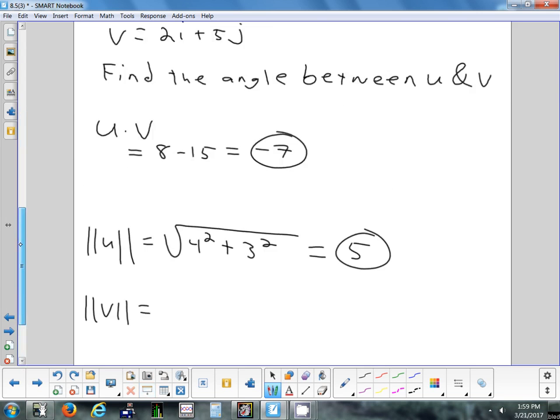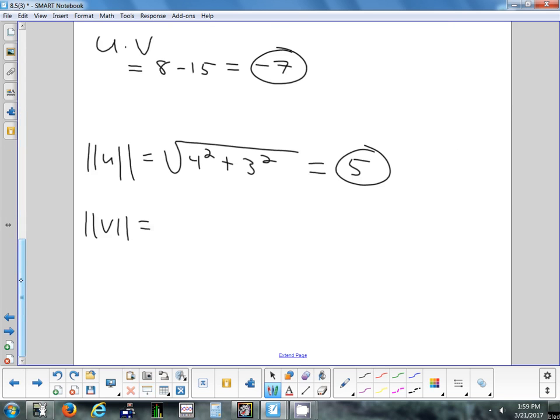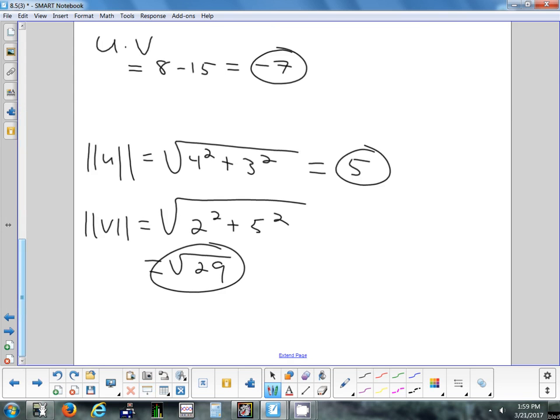All right, and then the length of v. Nick, what's going to be my calculation to do magnitude of v? It's going to be 2 squared plus 5 squared. Yes, 2 squared plus 5 squared, and we're going to put all that in the square root. It's going to give me 4 plus 25, the square root of 29. I can't reduce it anyway, but I wouldn't worry if I could.